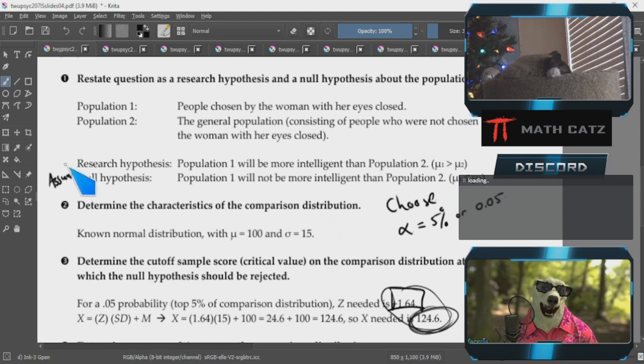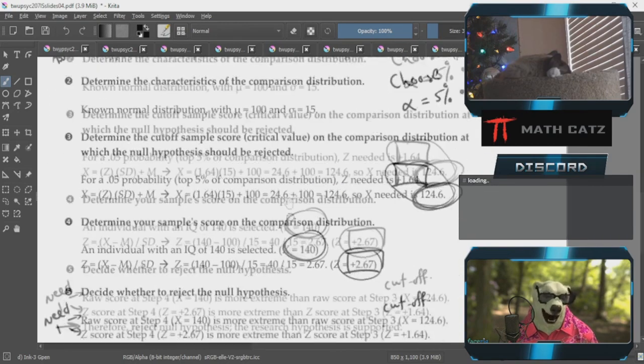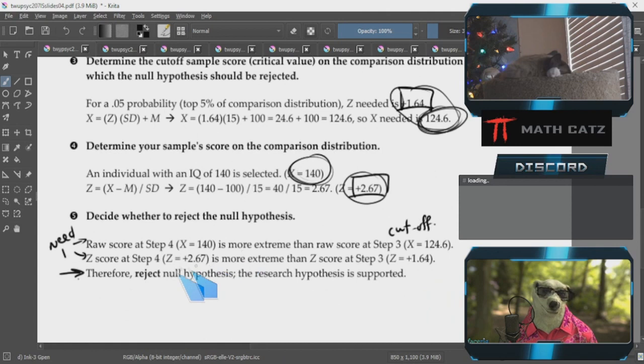Now, we never accept the research hypothesis. We never accept that she has a skill. All we can say is there is sufficient evidence to suggest that the null hypothesis is not true. There is strong enough evidence. That's better, not sufficient. Strong enough evidence to suggest that she may have something.